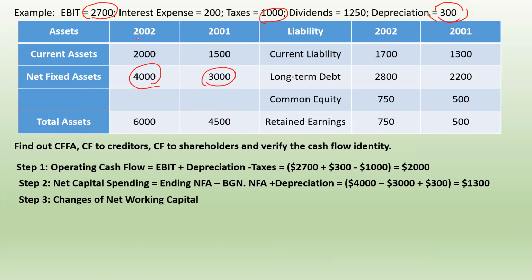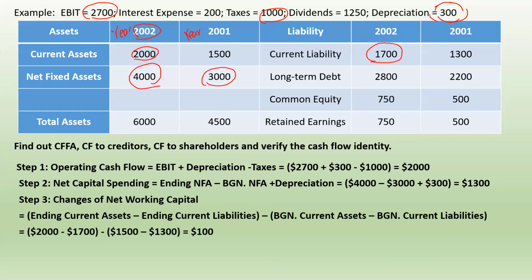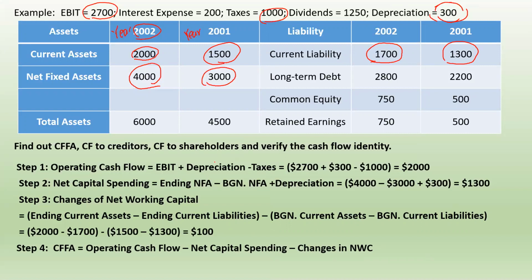Here, this is the 2002 year and the 2001 year, and the changes in net working capital. So the ending balance of net working capital is 2,000 minus 1,700, which is 300. And the beginning balance of net working capital is 1,500 minus 1,300. So it's 200. So the change is 100.